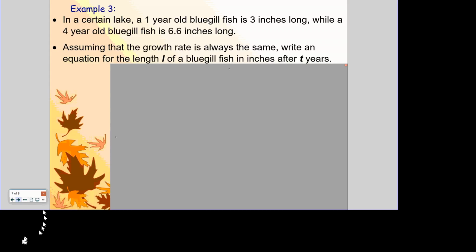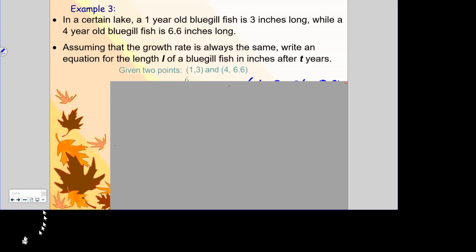So the first point, hopefully you can see, 1-year-old bluegill fish is 3 inches long. 1-year-olds are 3 inches, so 1 and 3 go together to create a point. And then a 4-year-old fish is 6.6 inches long, so 4 and 6.6 should create your second point. So we are given 2 points. And remember I told y'all a little bit earlier that these are often given to you in order if you're not given your rate.